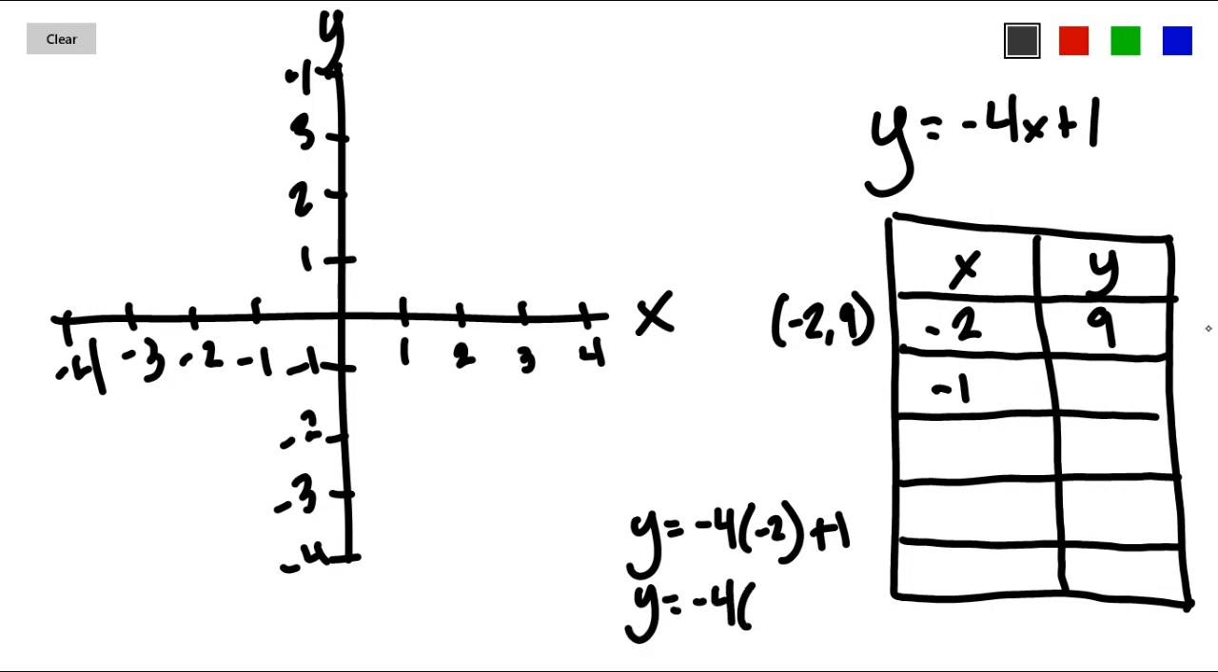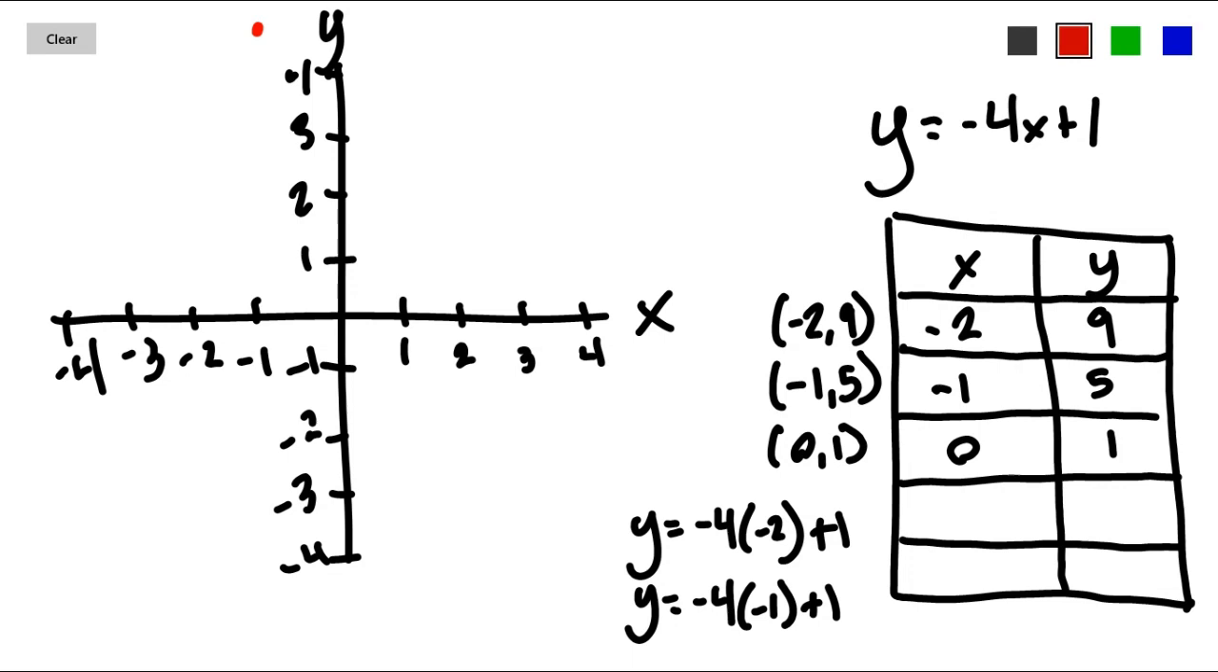y is equal to negative 4 times negative 1 plus 1, which gives me a y value of 5. So on the graph, I'm going to have the ordered pair (-1, 5). That shows up right here. Just about right there. And then moving on, I'm going to say x is equal to 0. So when I plug in 0 here, I'm just left with 1. So it produces the ordered pair (0, 1). And that on the graph is going to be right here.